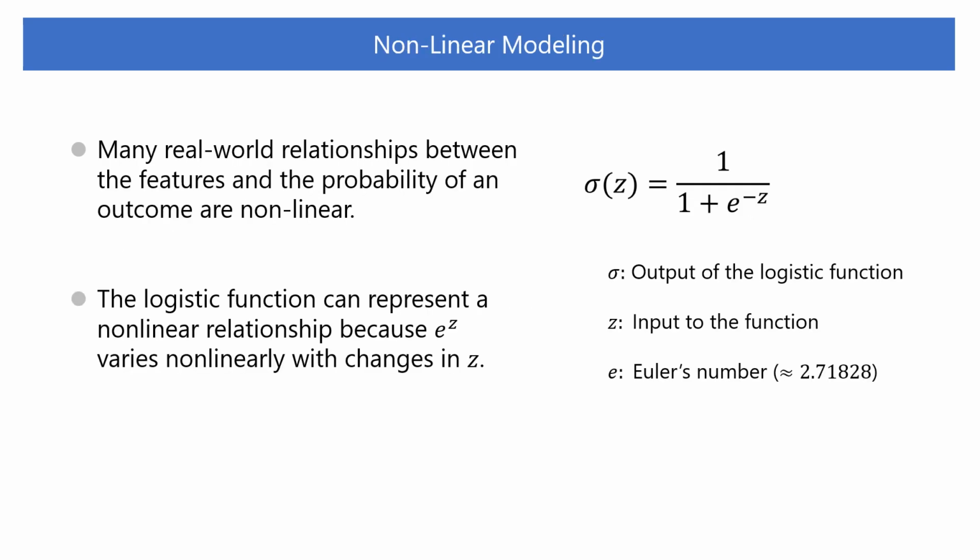The third reason is that the logistic function can handle nonlinearity. Many real-world relationships between the features and the probability of an outcome are nonlinear. The logistic function can represent a nonlinear relationship because the denominator includes an exponential function that varies nonlinearly with changes in inputs. Therefore, even though the underlying model is linear in terms of the logit, the logistic function allows for capturing nonlinear relationships.